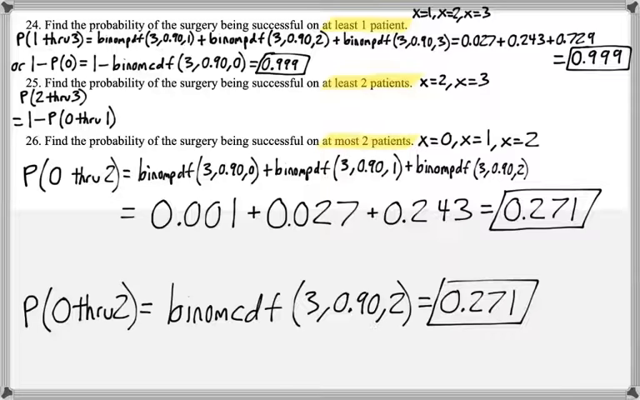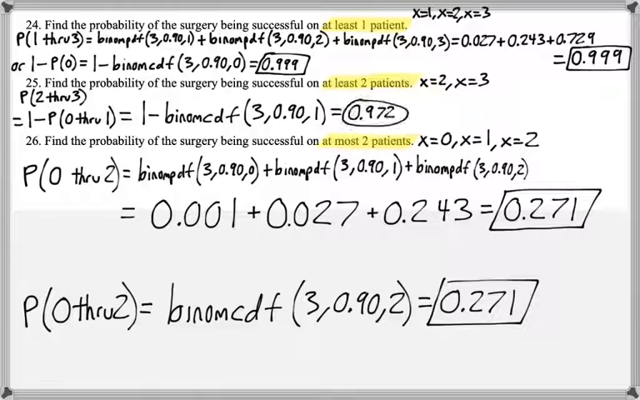So the probability of 2 through 3 is equal to 1 minus the probability of 0 through 1. Again, we can do this because all of the probabilities have to add up to be 1. So this is equal to 1 minus the binomial CDF, 3, 0.90, 1, which is 0.972. And all of these answers are consistent with questions 7 through 9.